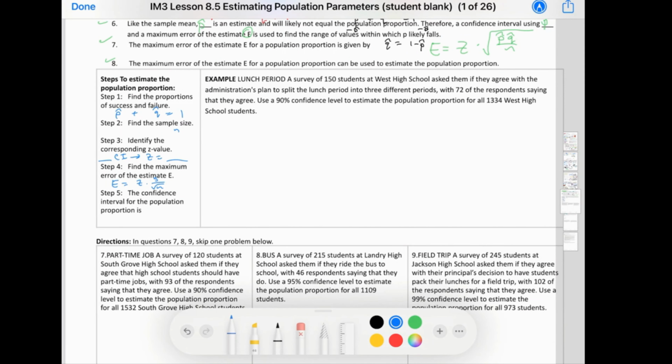But this one, sorry, that estimate though, and then we can still use that to get P hat. Number 5, the confidence interval of the population proportion is P hat plus or minus E.